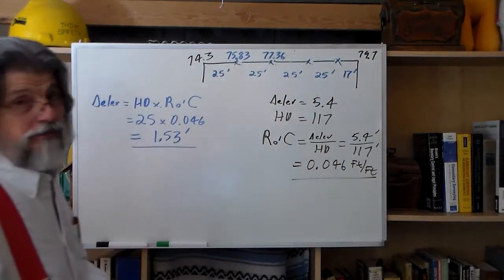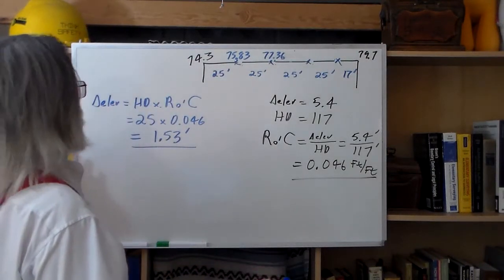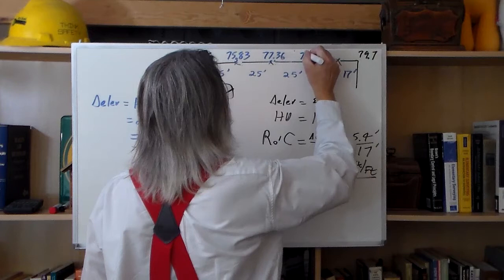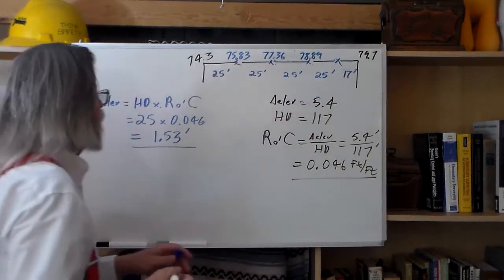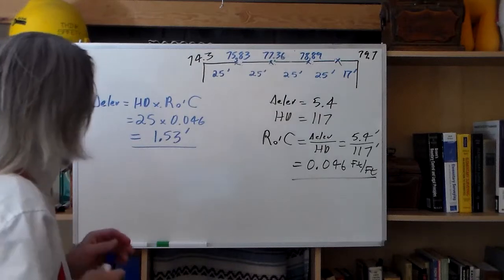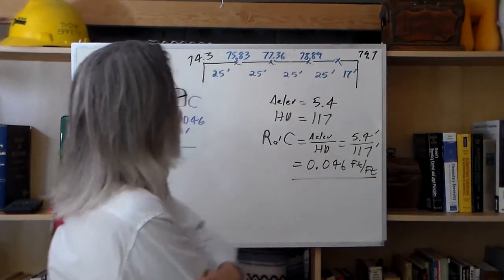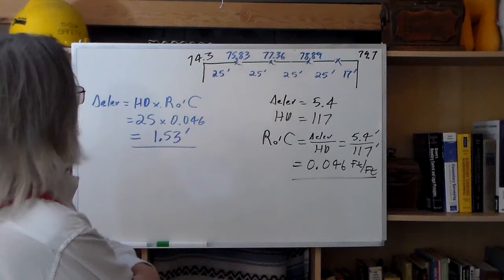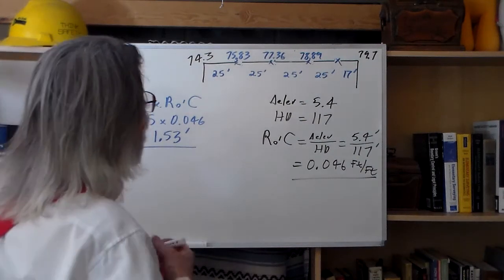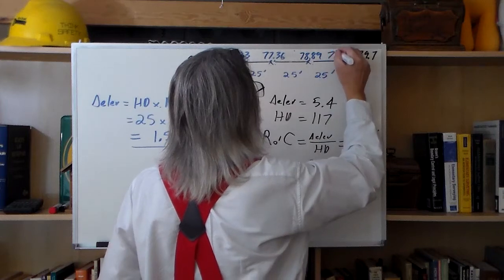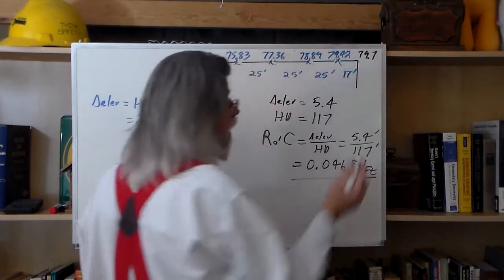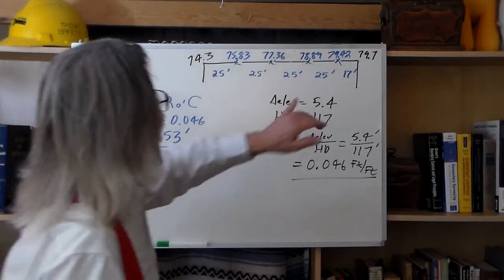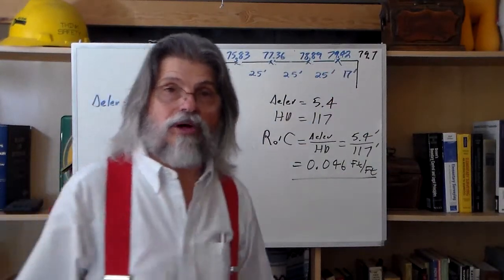77.36. Add 1.53 again. And that gets us up to 78.89, if I did that right. 78.89 plus 1.53 gets us to 79.42, I believe. I haven't used the calculator for these, so we're going to check it and see how we did. We got this far. Now we've got an oddball distance.